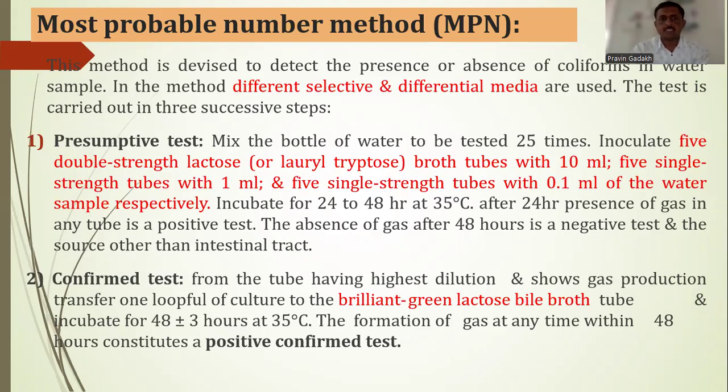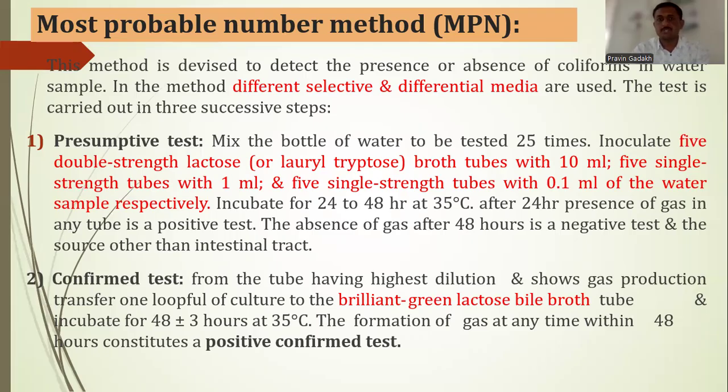This method is devised to detect the presence or absence of coliforms in a water sample. It is somewhat a lengthy procedure. In this method, different selective and differential media are used for the detection in the water sample. This test is carried out in three different steps, that is presumptive test, confirmatory test, and completed test. So let's start with the test.